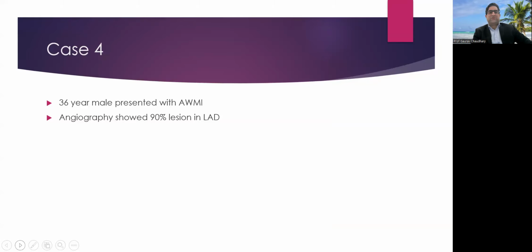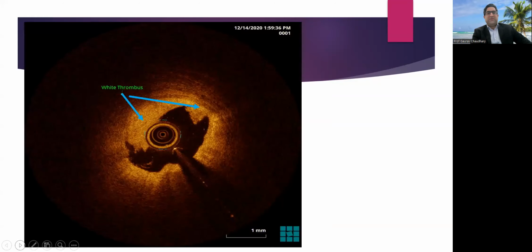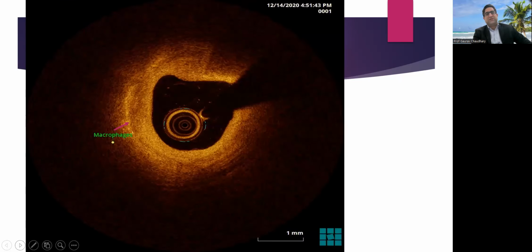So case number 4, a 36-year-old male presented with inferior MI, angiogram showed LAD pattern. So again, this is the echo bright structure. This is a bright structure, and less attenuation. Again, it's a white thrombus.